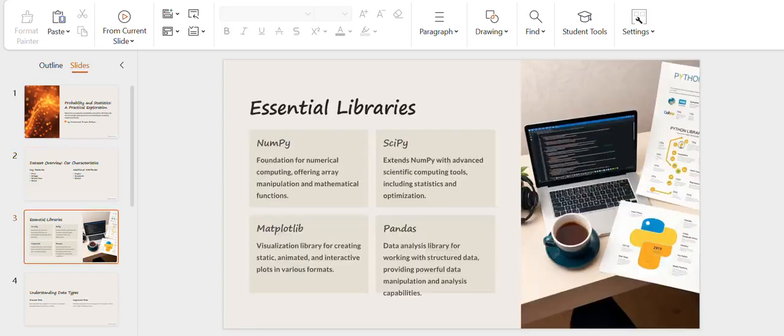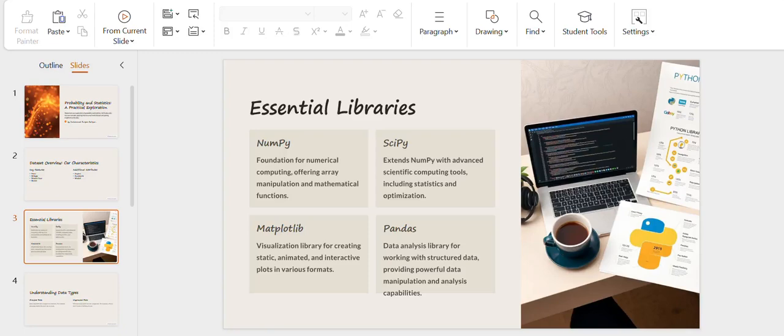The third one is essential libraries. The first one is NumPy. This is the foundation for numerical computing, providing essential operations for handling numerical data. The second one is SciPy. SciPy offers scientific computing tools including probability distributions and statistical tests.